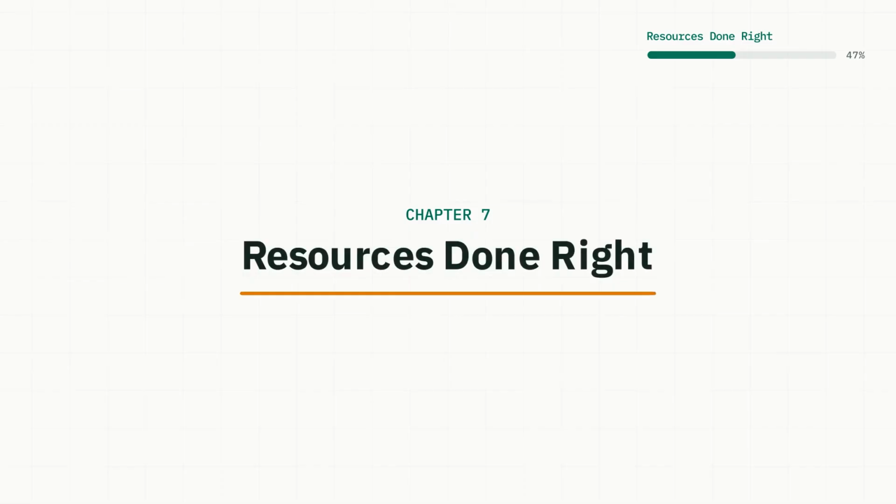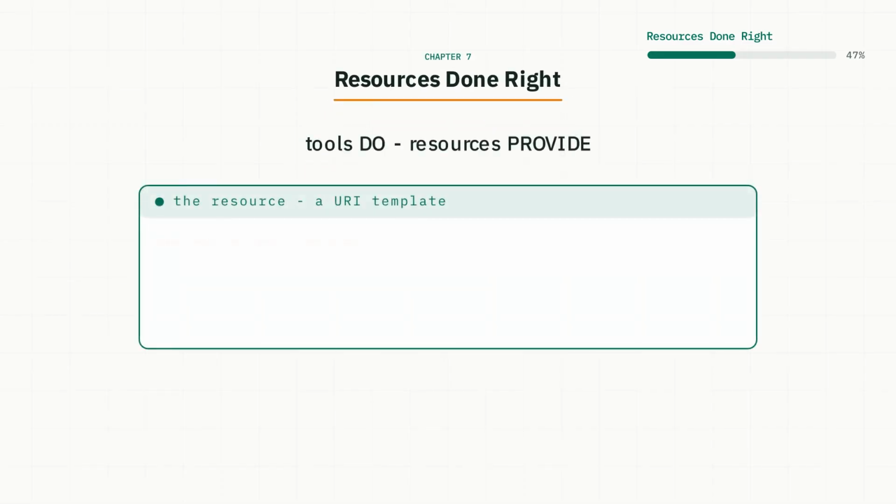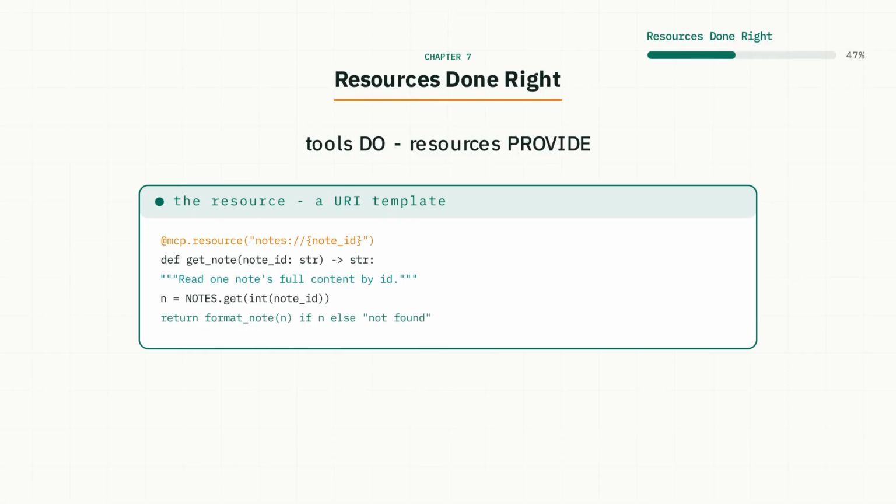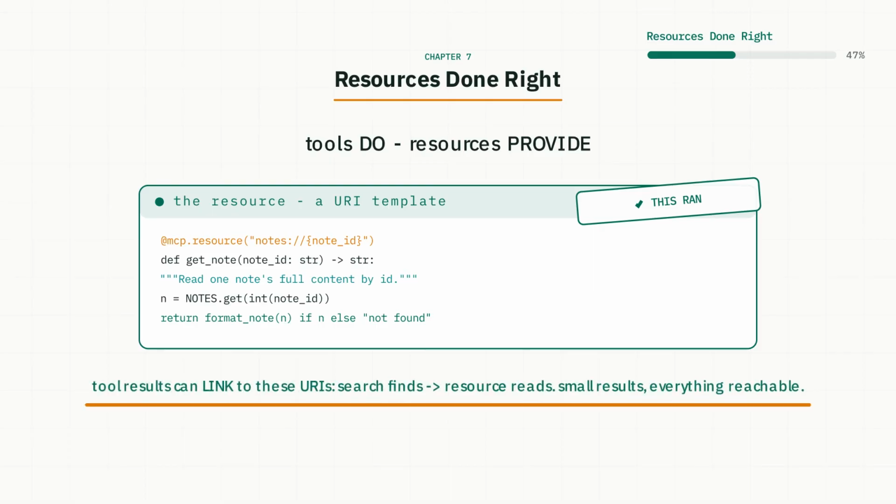Chapter 7, Resources done right. Part 1 gave you the test: tools do, resources provide. Our note content is a perfect resource: read-only, no side effects, addressable. The decorator takes a URI template, notes: then the note ID in braces. The function receives the ID and returns the content. Hosts can now list, address, and read any note without a tool call, and tool results can link to these URIs, so search notes can return matches that point straight at their full content. That linking pattern, tools for finding, resources for reading, is the clean division most first servers miss, and it keeps your tool results small while keeping everything reachable.